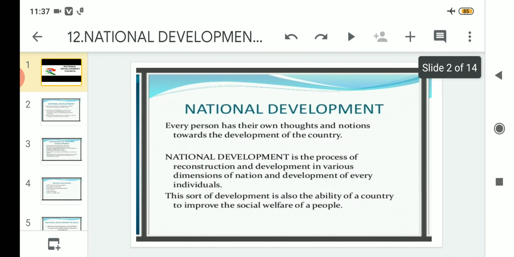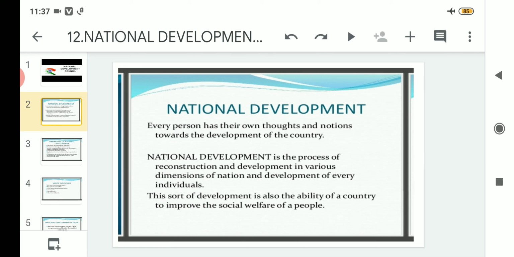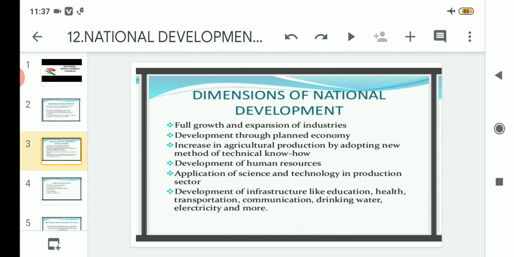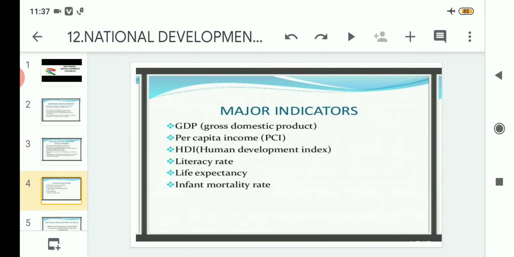In the previous class we read about the definitions related to national development, and we also understood the 6 types of dimensions related to national development. So today we will proceed with the topic of National Development Council, starting with the major indicators that are used to calculate national development. So let us proceed then.